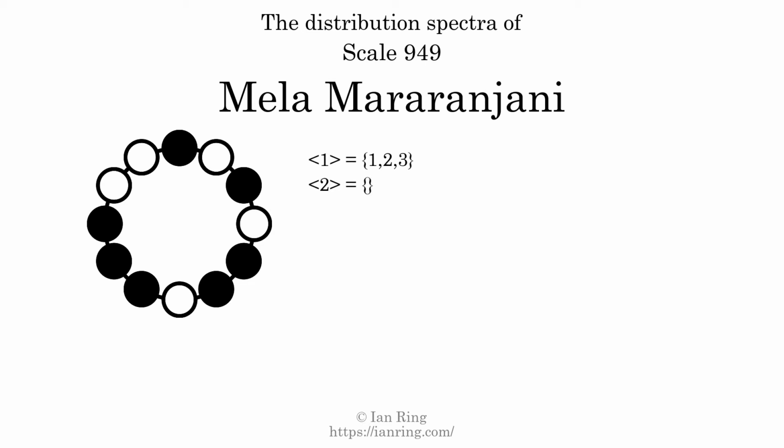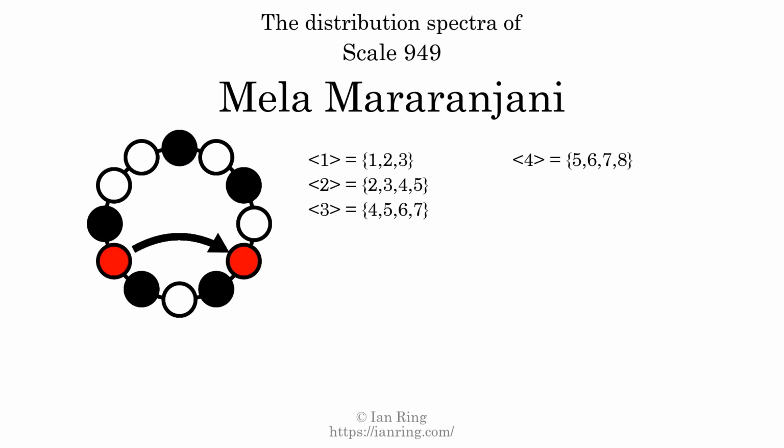The generic interval of 2 scale steps comes in 4 different specific interval sizes: 2 semitones, 3 semitones, 4 semitones, and 5 semitones. The spectrum width of this generic interval is 3. The generic interval of 3 scale steps comes in 4 different specific interval sizes: 4 semitones, 5 semitones, 6 semitones, and 7 semitones. The spectrum width of this generic interval is 3. The generic interval of 4 scale steps comes in 4 different specific interval sizes: 5 semitones, 6 semitones, 7 semitones, and 8 semitones. The spectrum width of this generic interval is 3.